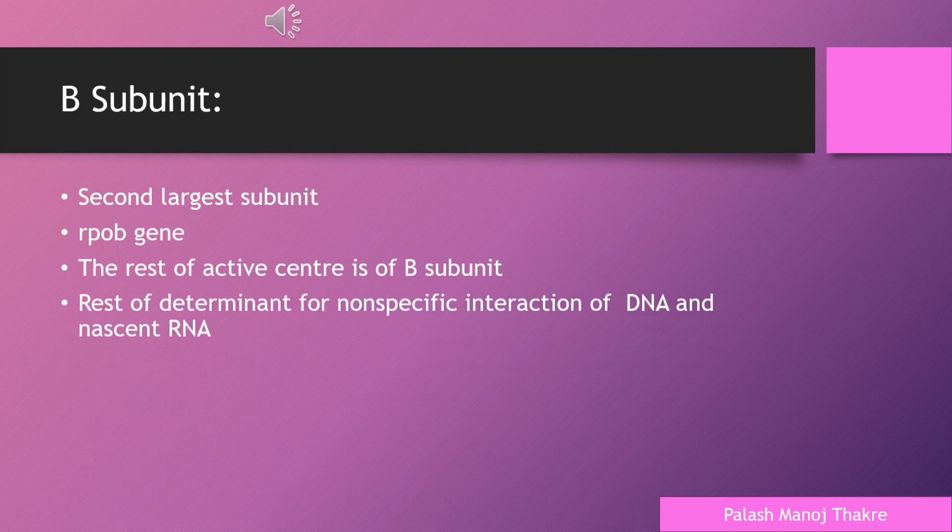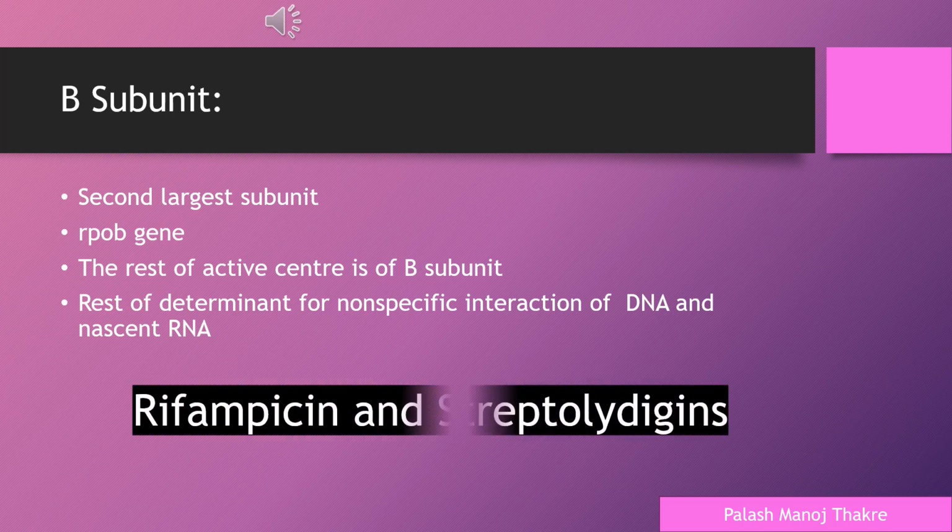We also say that the rest of the determinant for non-specific interaction of DNA and nascent RNA is done by the beta subunit. Here the meaning of determinant is that it can be determined or evaluated whether a particular sequence is made of the proper specific nucleotides or not. It is claimed that rifampicin and streptolydigin are antibiotics which can bind to the beta subunit and inhibit the transcription process.